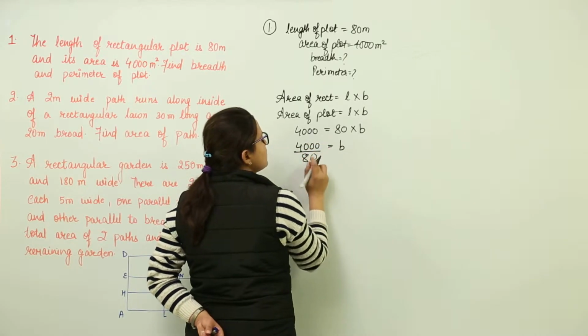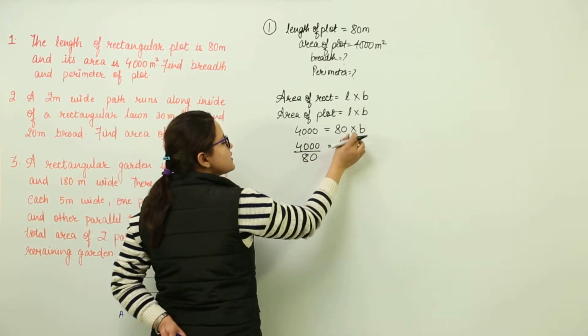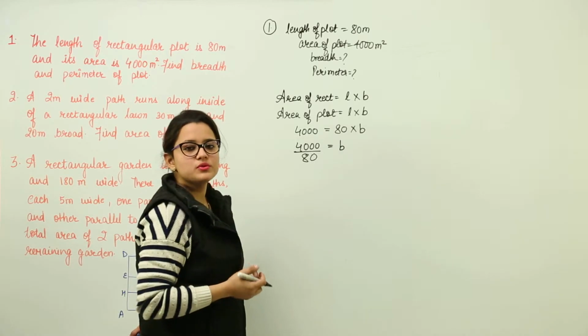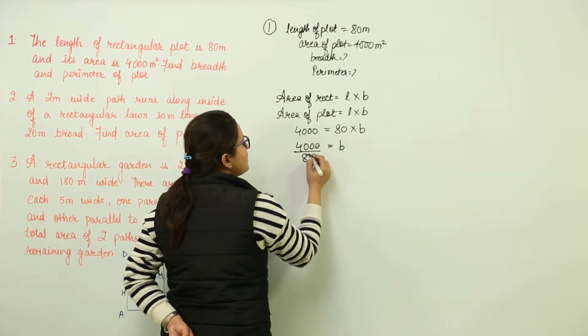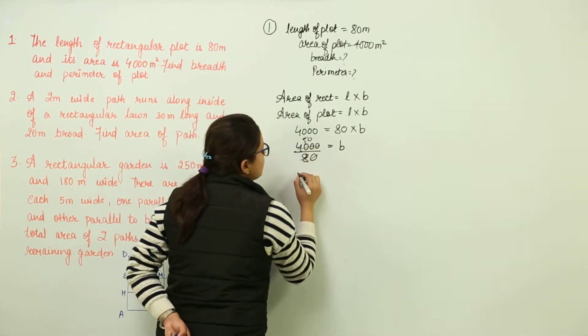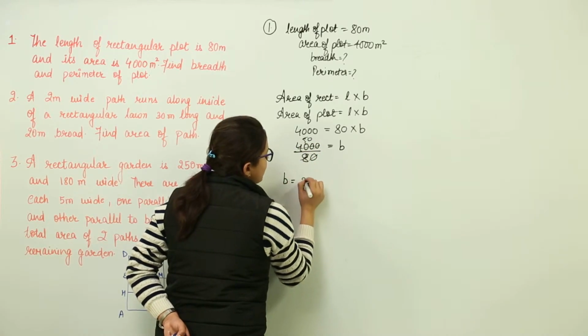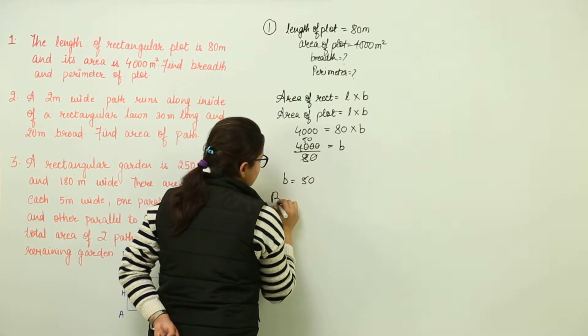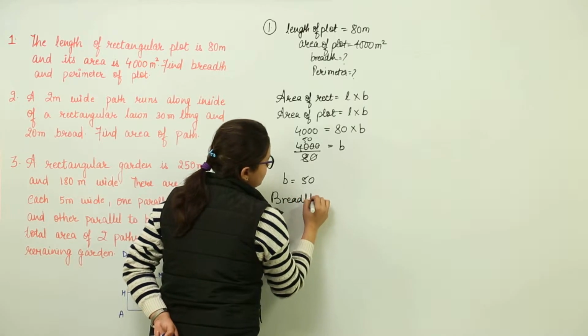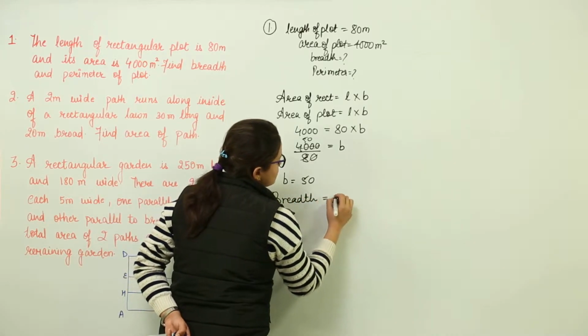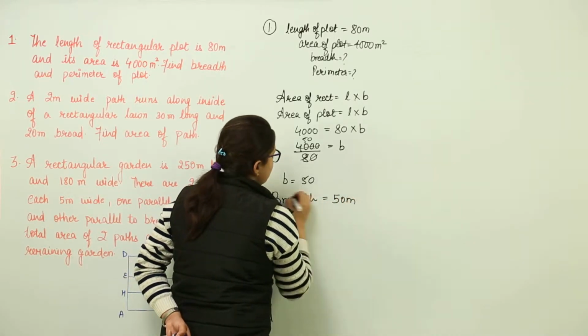The 80 goes to the denominator, reason being it was getting multiplied. When you transpose it to the other side, it's going to get divided, and when you solve it further, you're going to get value of b as 50, or you can write over here that breadth of the rectangular plot is going to be 50 meters.